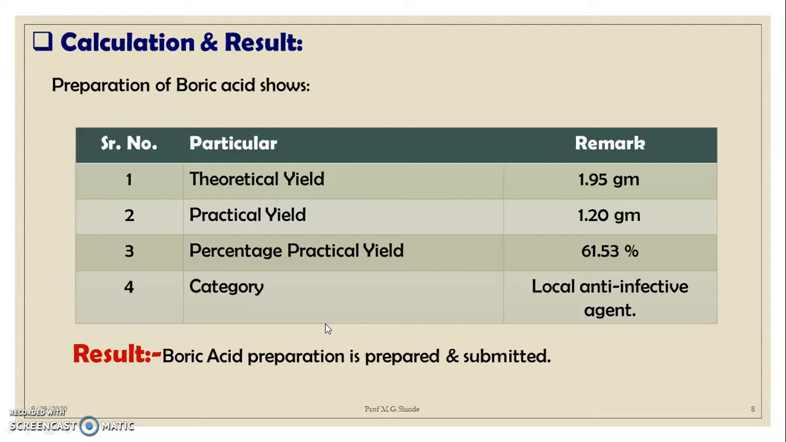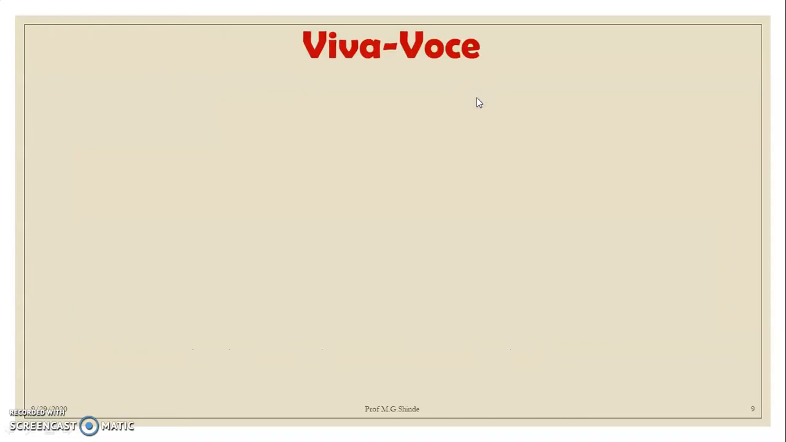The category of today's product, boric acid, is mainly the local anti-infective agent. It also has some bacteriostatic effect. It has a wide range of applications. So here we can conclude the result that the preparation of boric acid is completed and submitted. Now we will shift to some assignment and viva questions.